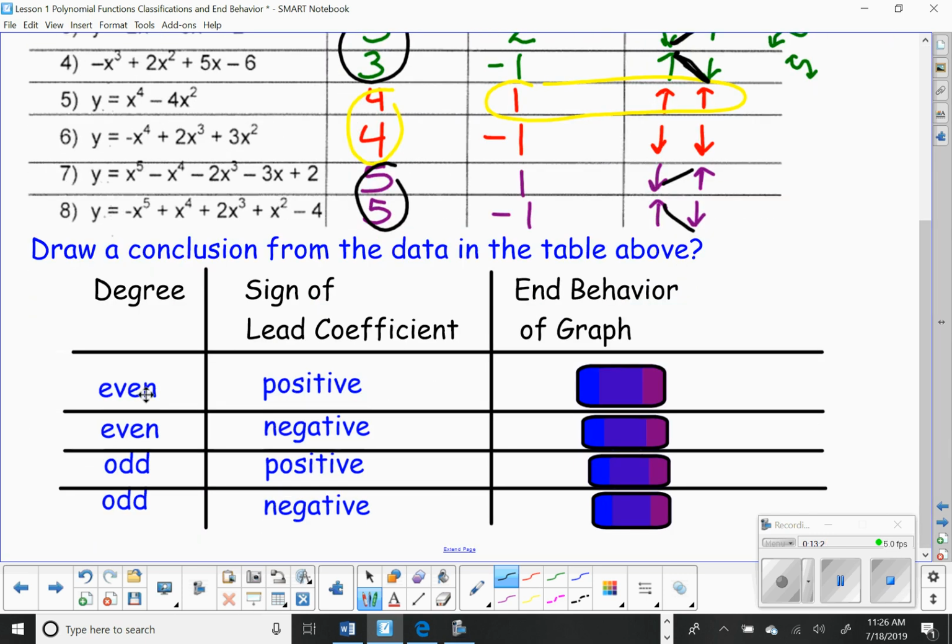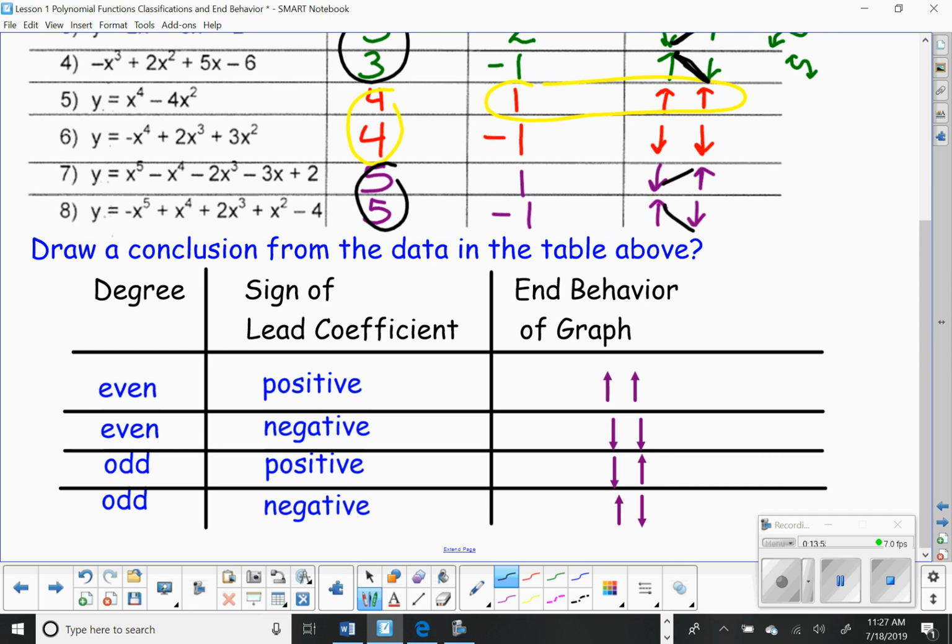If the degree is even and the sign of the lead coefficient is positive, it's up, up. If the degree is even and the sign of the lead coefficient is negative, then it's down, down. If the degree of the polynomial is odd and the sign of the lead coefficient is positive, it's down, then up. If the degree is odd, the sign of the lead coefficient is negative, then the end behavior of the graph is up, down.